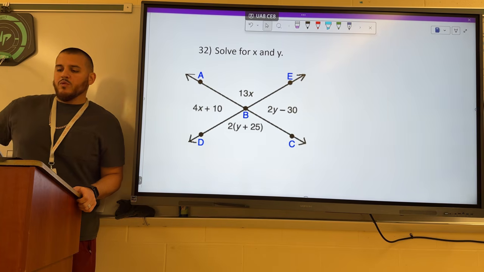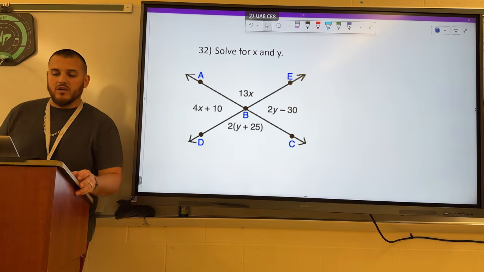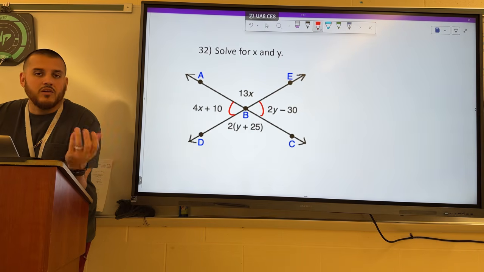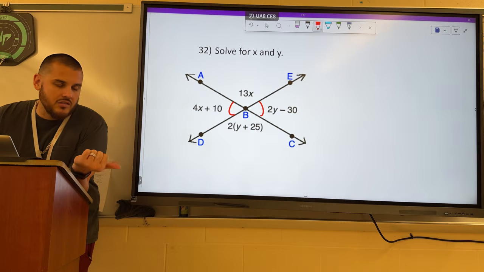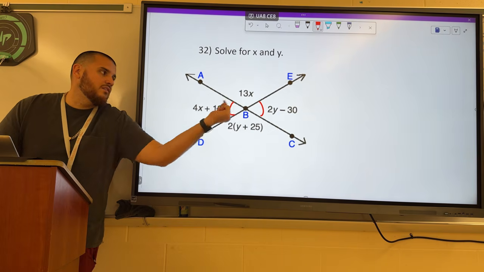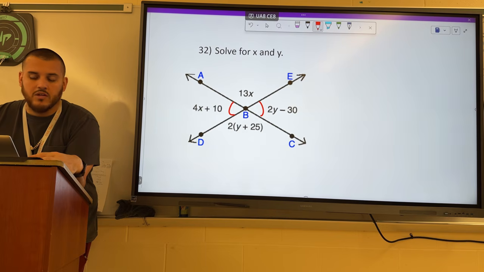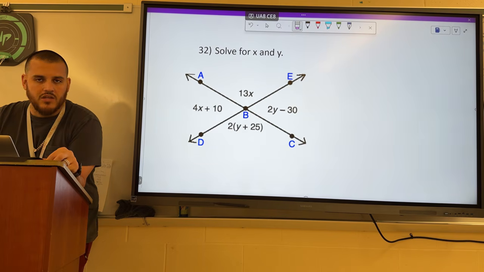In our next example, we have to solve for x and y. Students are really quick to point out vertical angles. If you identify these as vertical angles, it's awesome. Vertical angles are always congruent. The problem here is I can't set up an equation using the vertical angles because they have different variables involved. I can't do 4x plus 10 equals 2y minus 30 without a systems of equations, which is possible, but it's not a level of math that we need here for geometry.